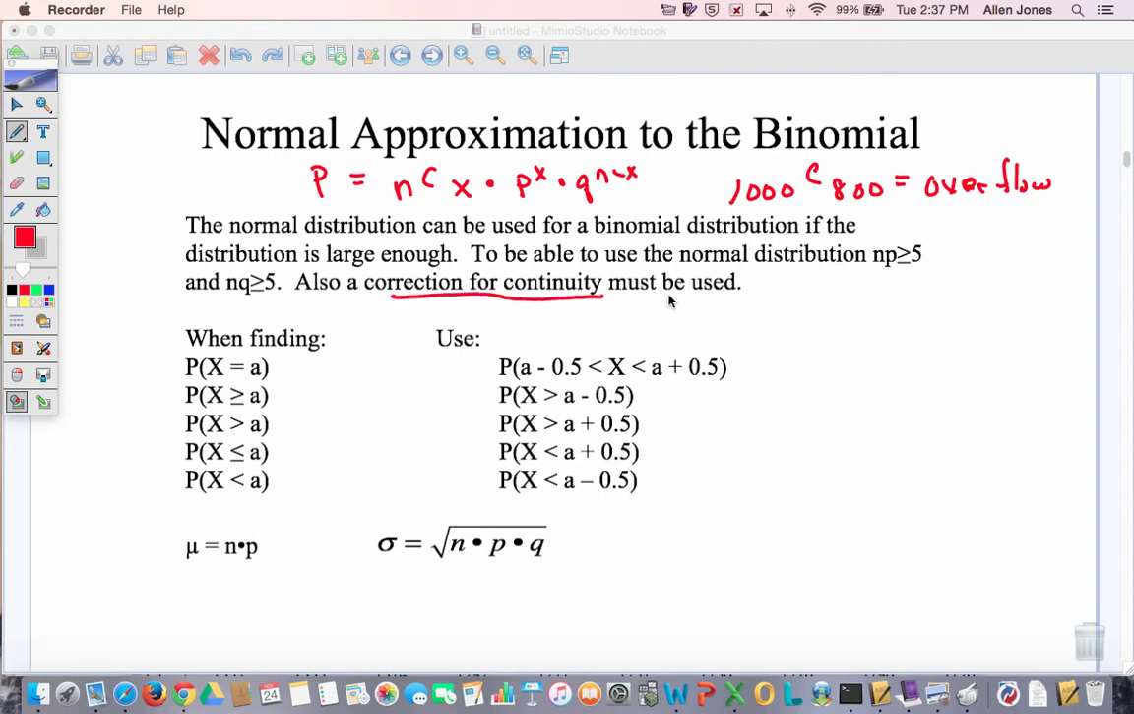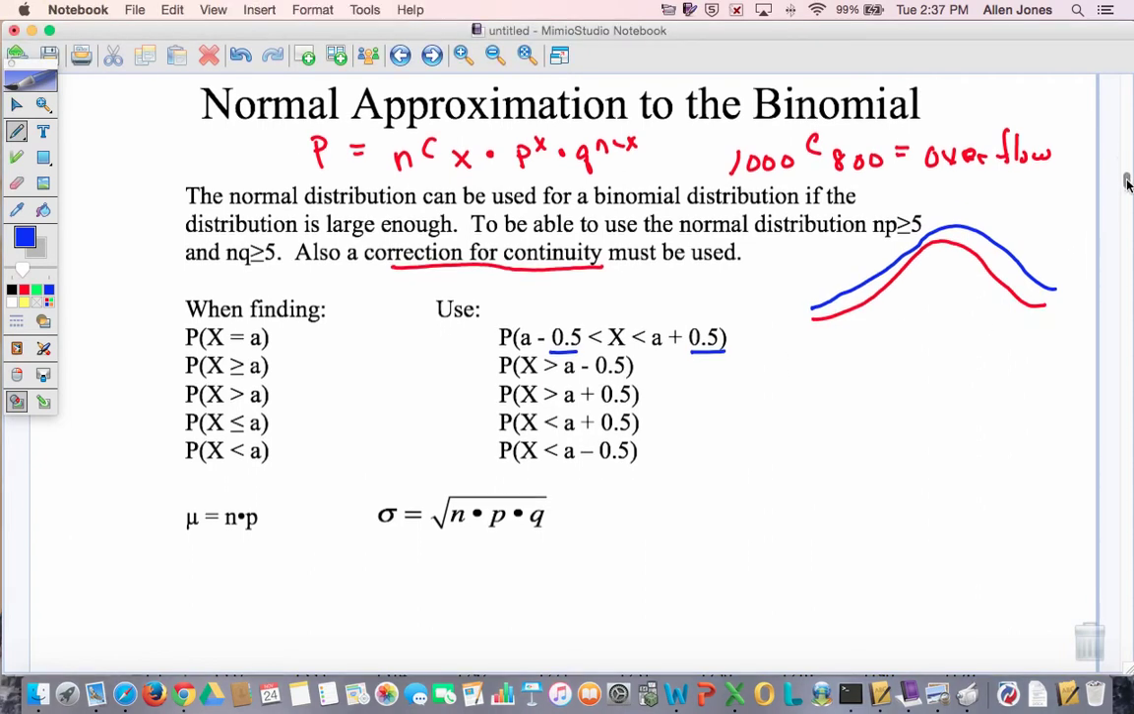So basically what we're saying is we all know the normal distribution curve looks like this. Well, the binomial distribution looks just a little bit different. So it's off just a little bit. So we have to make a correction for continuity by either adding or subtracting 0.5 to our value. Just to give you an illustration here, I have 5 criteria listed.